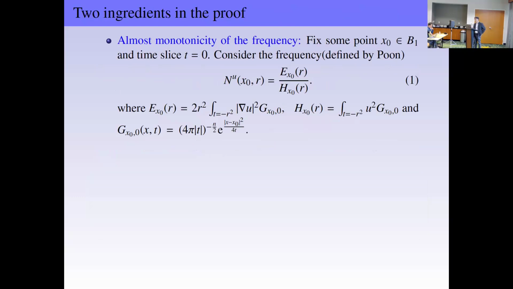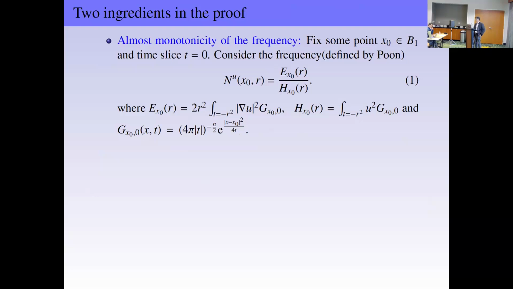So two ingredients in our proof. One is the almost monotonicity of the frequency. We know that in the elliptic case we have Almgren's frequency. Actually, in the parabolic case we also have a parabolic frequency. This was defined by Poon for the heat equation defined in the whole space, not local. You can define a frequency based on Struwe's result. So this frequency is also monotone, but it is defined in the whole space R^n.